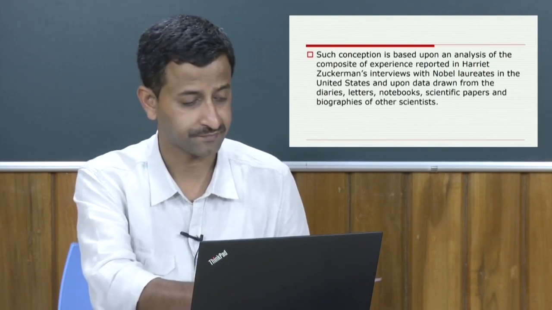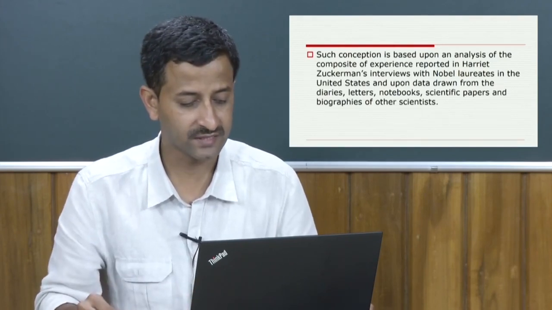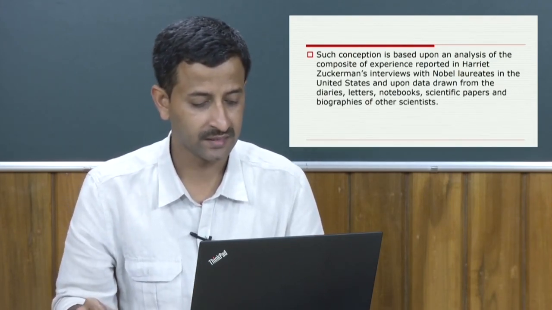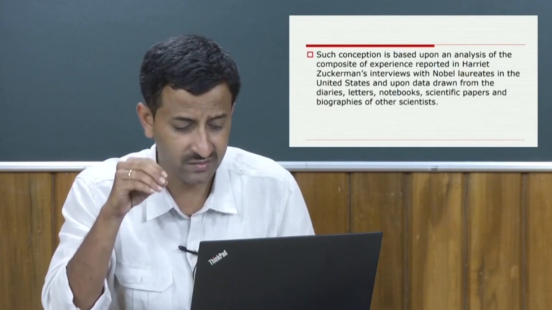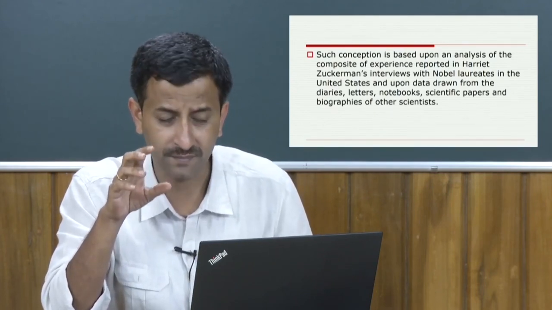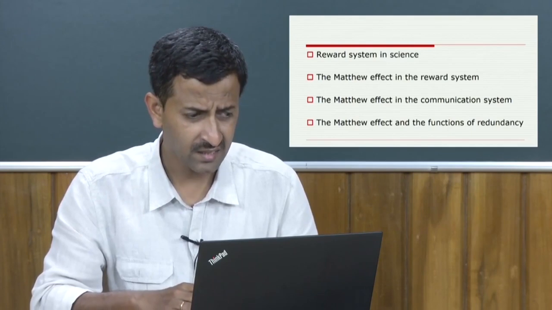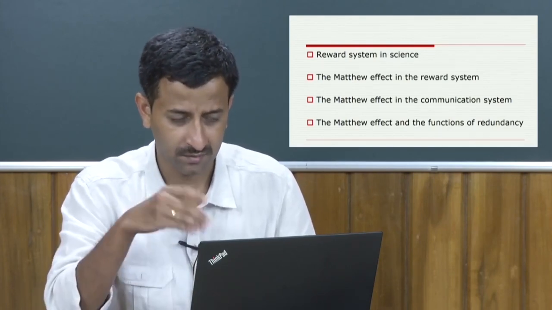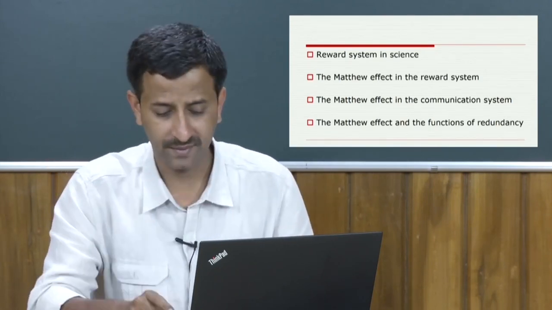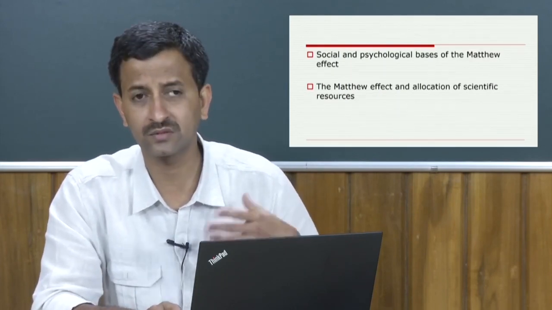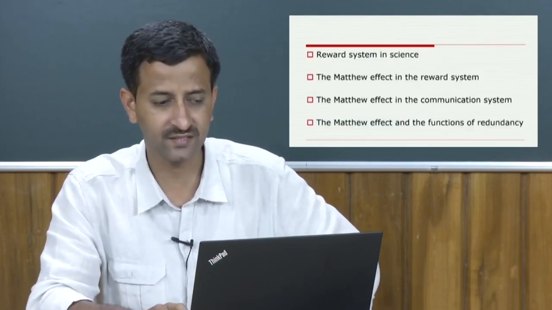And history serves as an appellate court ready to reverse the judgments of the lower courts, which are limited by the myopia of contemporaneity. In this sense, we will come to the Matthew effect of the reward system. We are discussing the reward system in science now, and then the Matthew effect in the reward system, the Matthew effect in the communication system, the Matthew effect in the functions of redundancy, and the social and psychological basis of the Matthew effect and allocation of scientific resources.